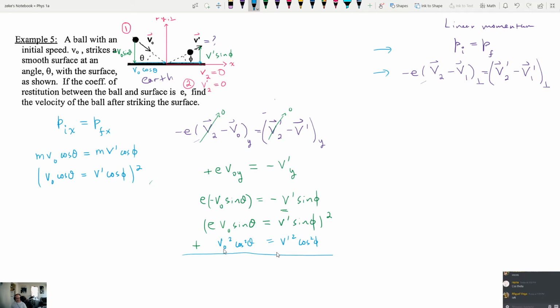Add these up. On the left-hand side, we're going to get v naught. So everything is squared. Probably not so obvious the way that I wrote it, but both sides are squared right here. If we square out that first term right there, we're going to get e squared v naught squared sine squared theta plus v naught squared cos squared theta is equal to v prime squared times sine squared phi plus cos squared phi. And then we can solve for v. This is going to go to 1.